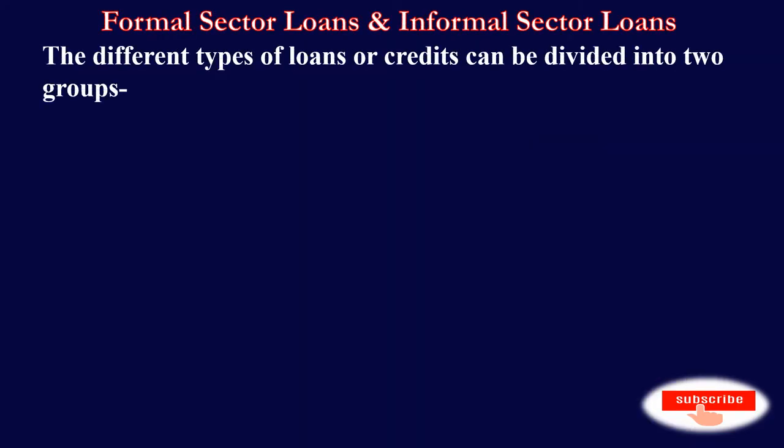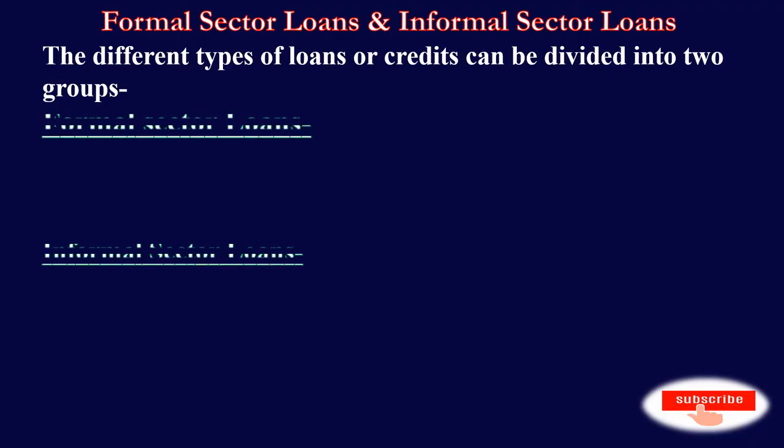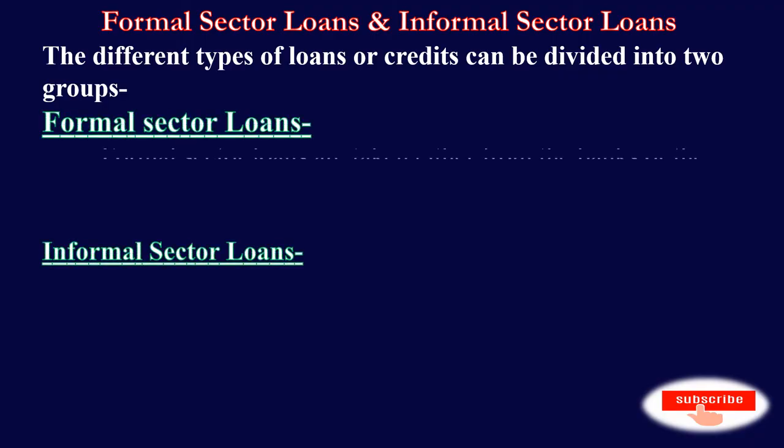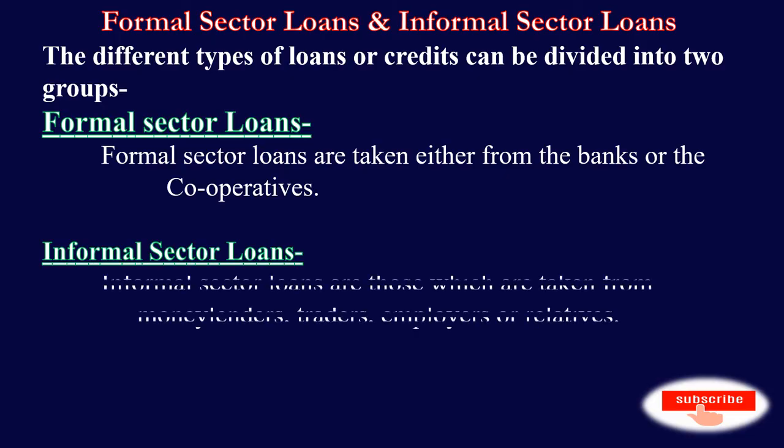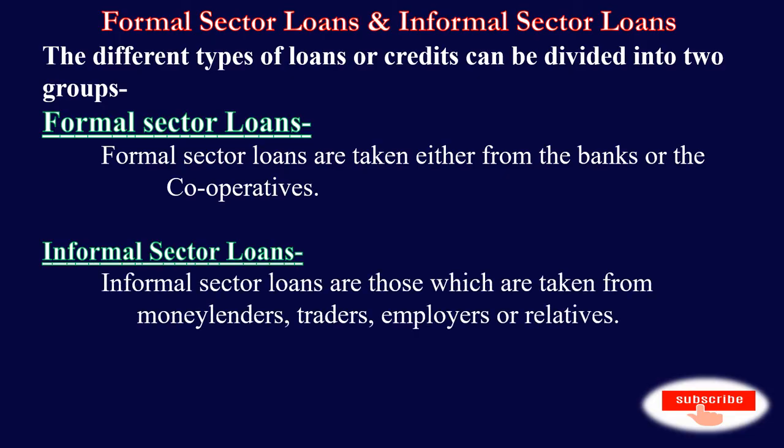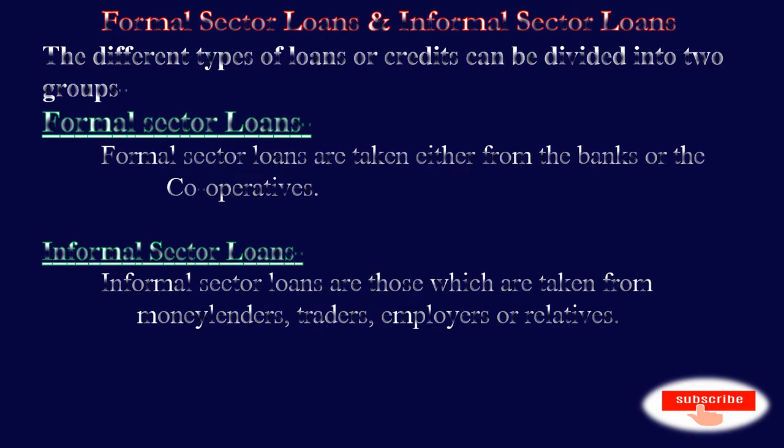You can write in short, the different types of loans or credits can be divided into two groups, formal sector loans and informal sector loans. Formal sector loans are taken either from the bank or from the cooperatives. Informal sector loans are those which are taken from moneylenders, traders, employers or relatives.